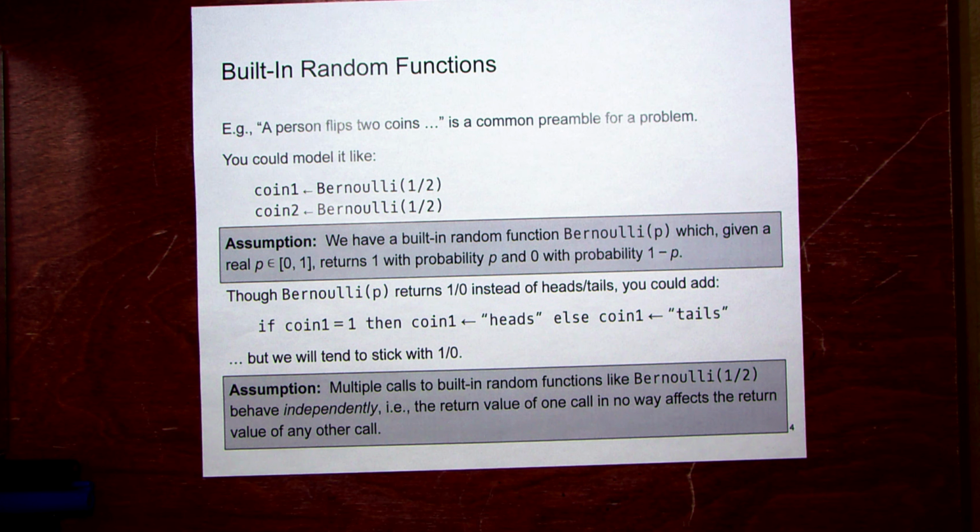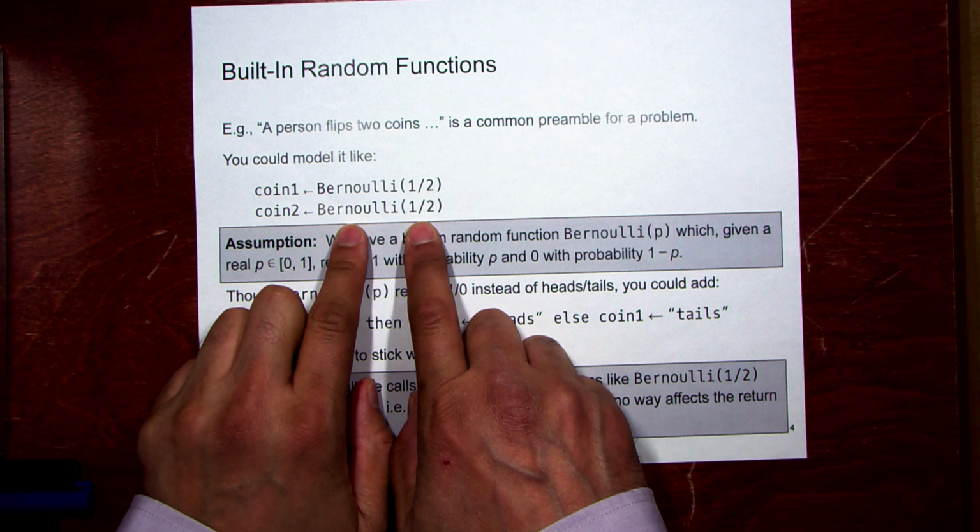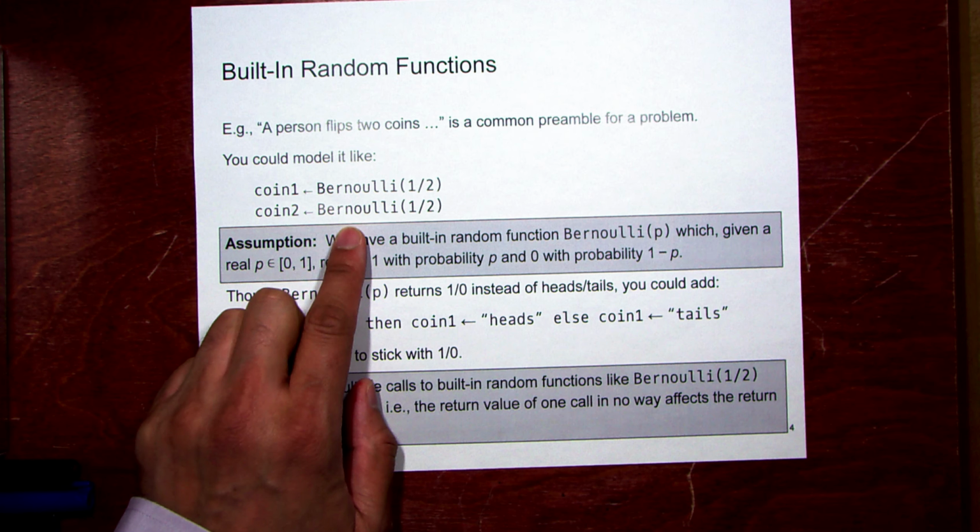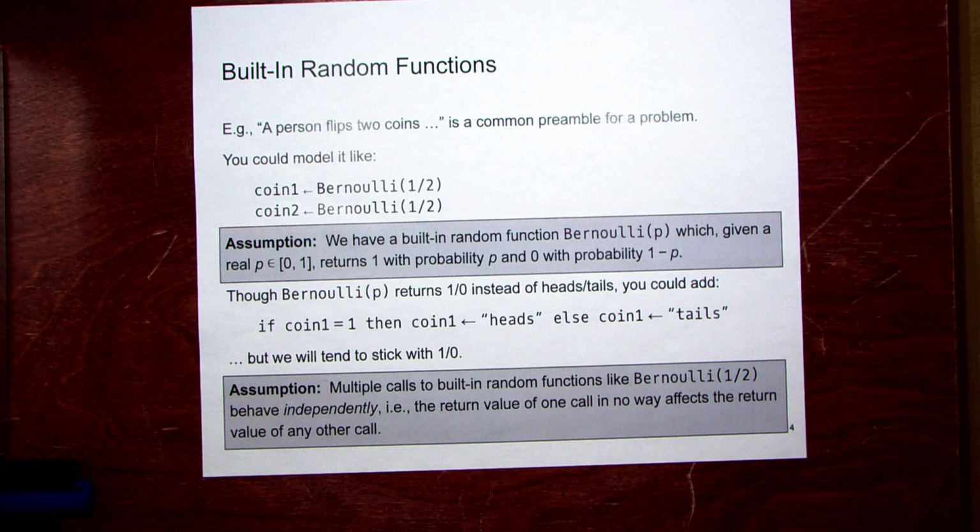The first function is Bernoulli, and it has to do with flipping not just a fair coin, but a biased coin. Typically, say a person flips 2 coins, 10 coins, whatever it is. This is Bernoulli of a half, and heads returns a 1, and tails returns a 0. In general, we have a function called Bernoulli that takes a probability p between 0 and 1, and it will return a 1 with probability p. 1 represents heads, 0 represents tails.